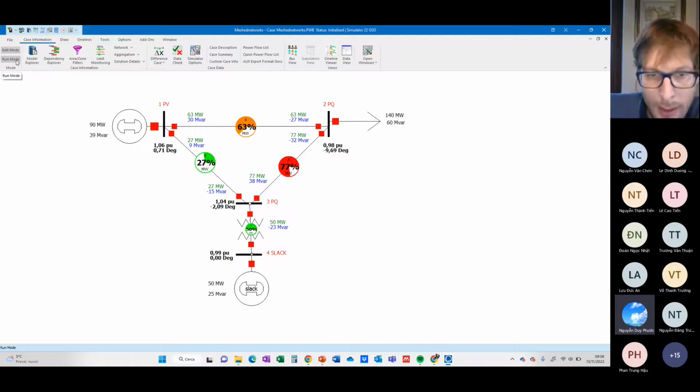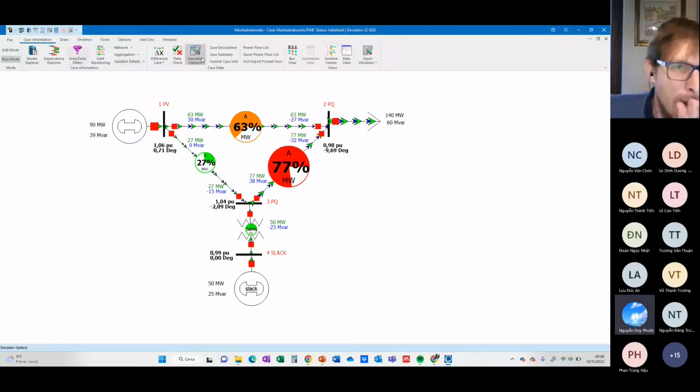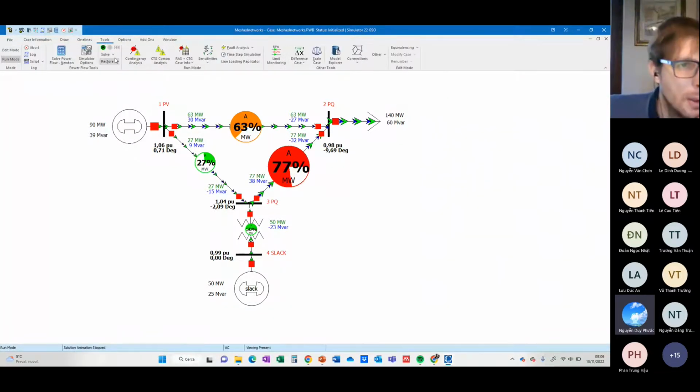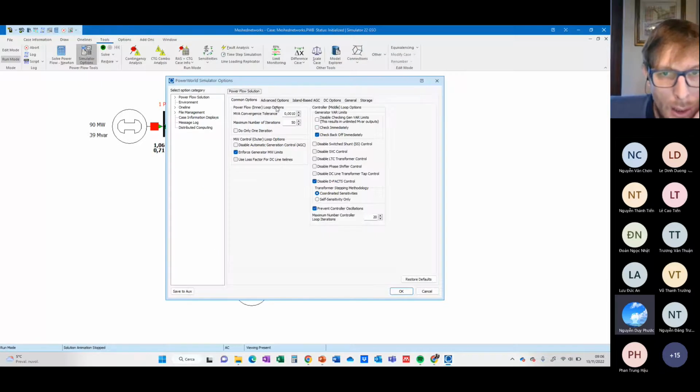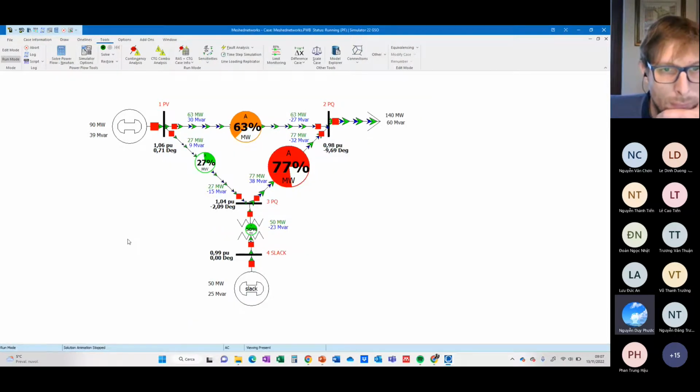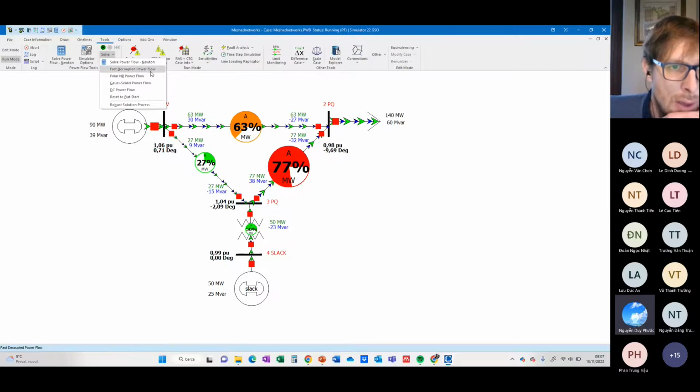I went very quickly, but I don't want to teach you how to use the software. You can learn it by yourself. It's not very difficult. But if we go now to the run mode and to tools, the software allows you to make many simulations, and one of the simulations is, of course, the power flow. For the power flow, you can set up many parameters like the tolerance, the number of iterations, etc. Here you can also decide which kind of power flow you want to run. So Newton-Raphson, Gauss, DC. Probably those names are familiar to you.